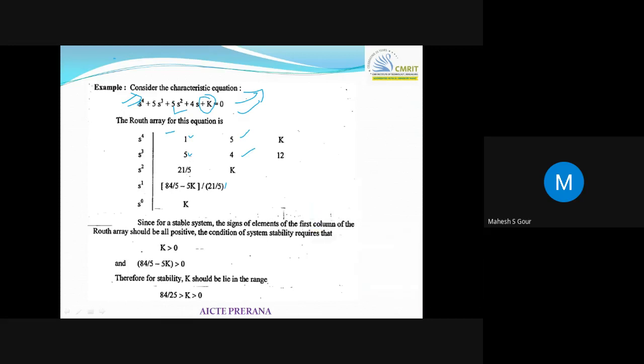After this, you need to again solve 5 into 5 minus 1 into 4 divided by 5. So you will get 25 by 5. Again, you need to solve 5 into k minus 1 into 12 divided by 5. So you will get the numbers, right? Now if you say your system is stable, what do you want in your RH criteria? In the RH criteria, there should not be any sign change.